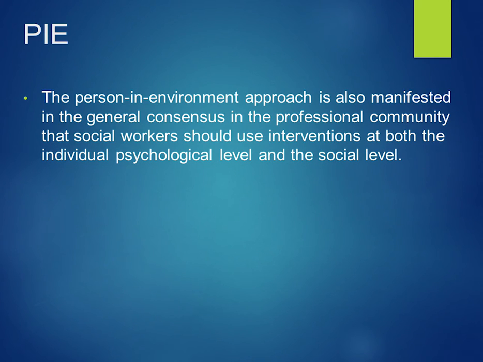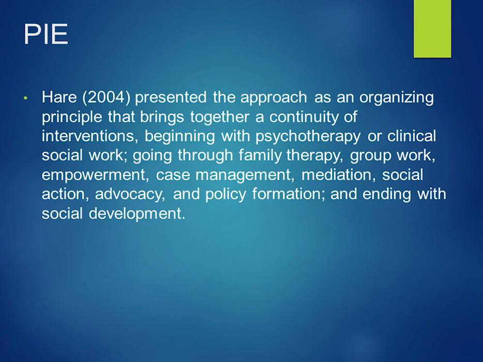The person and environment approach is also manifested in the general consensus in the professional community that social workers should use interventions at both the individual psychological level and the social level. Hare presented the approach as an organizing principle that brings together a continuity of interventions beginning with psychotherapy or clinical social work, going through family therapy, group work, empowerment, case management, mediation, social action, advocacy, and policy formation, and ending with social development.